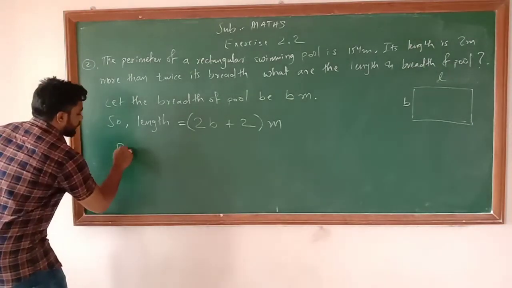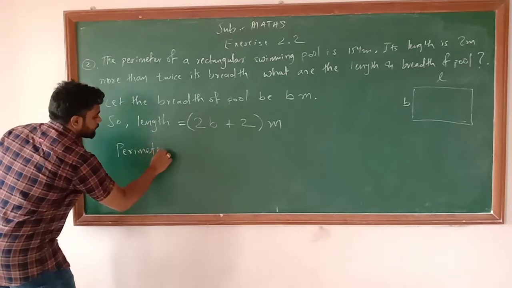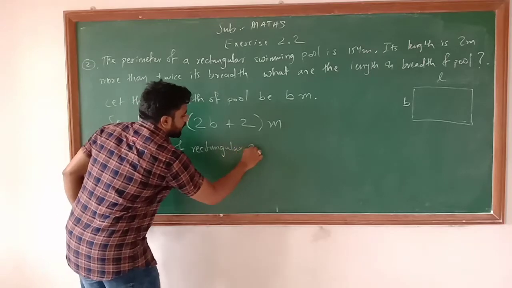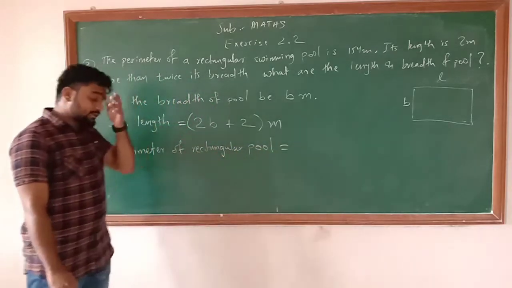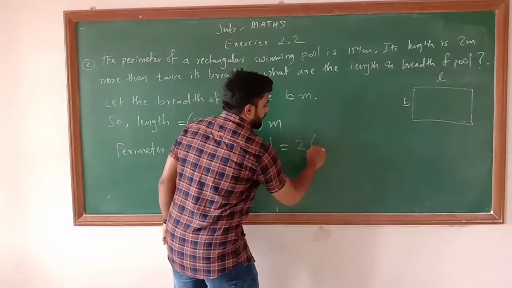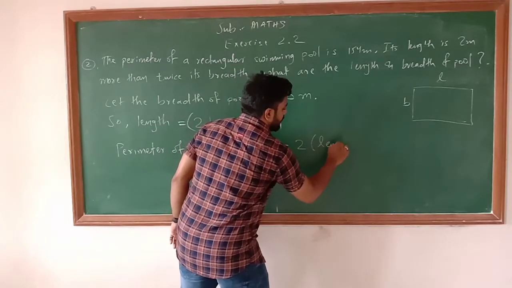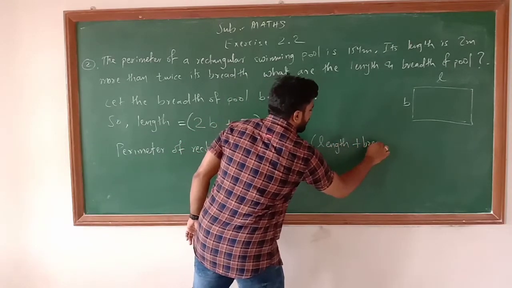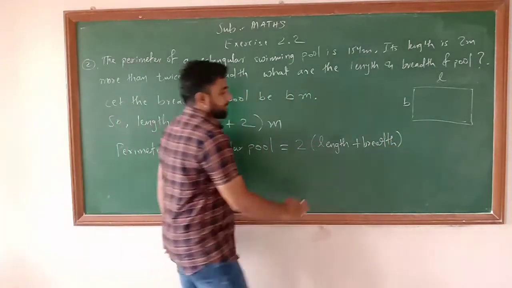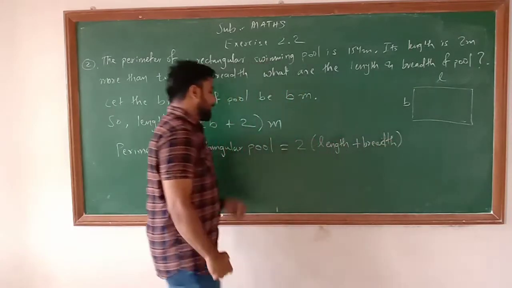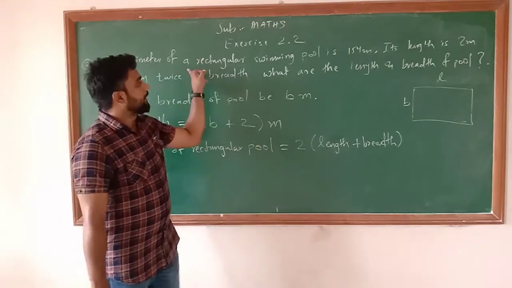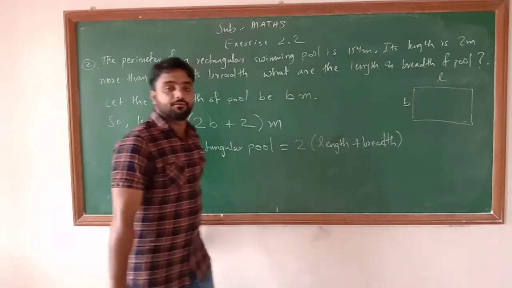So perimeter of rectangular pool is equals to, what is the formula for the perimeter of a rectangle? The formula for the perimeter of the rectangle is 2 multiplied by length plus breadth. 2 multiplied by length plus breadth. Okay. So how much perimeter is given to you? The perimeter given to you is 154 meter.